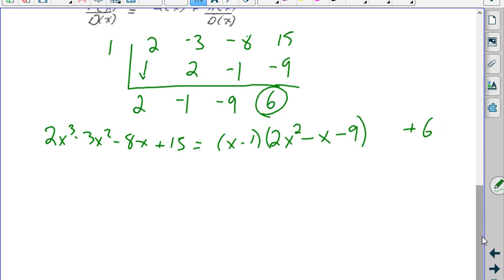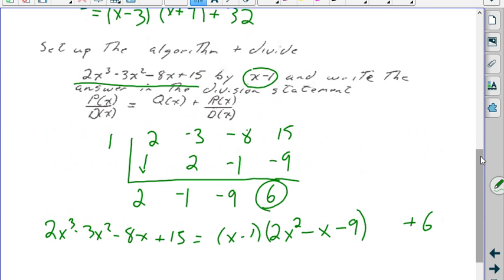Okay, so does everybody understand why I just dropped this number here? Because we're dividing by x, 1x into 2x cubed, I'm going to get 2x squared out.